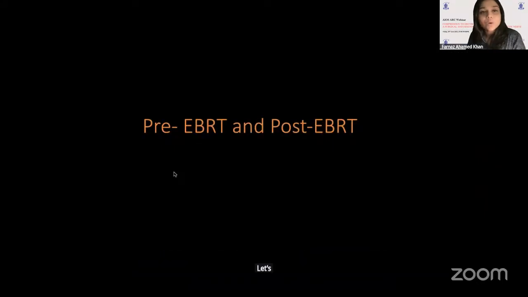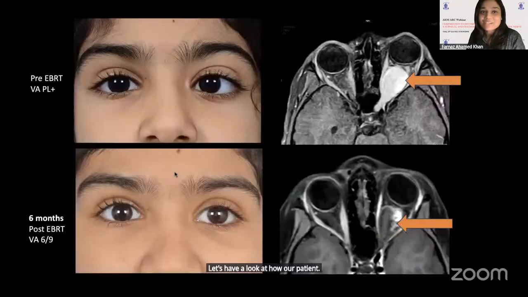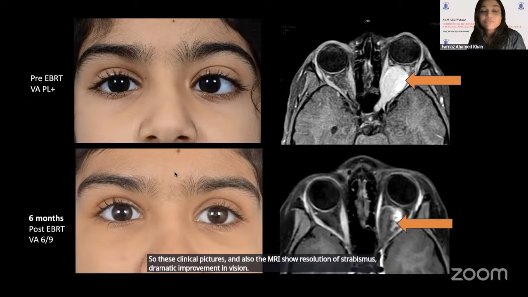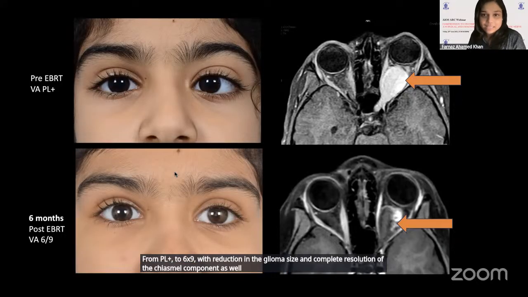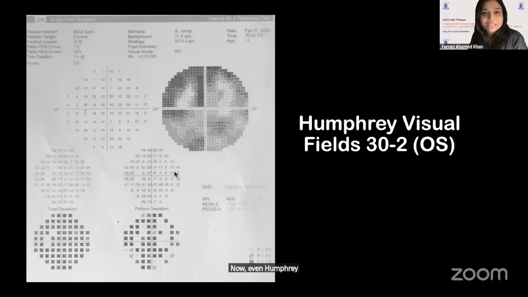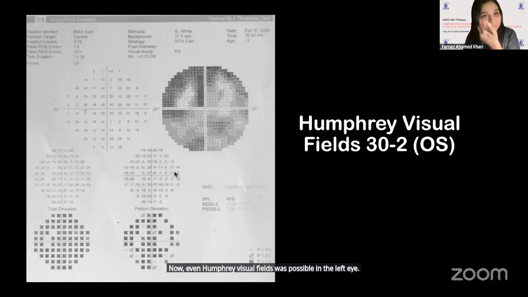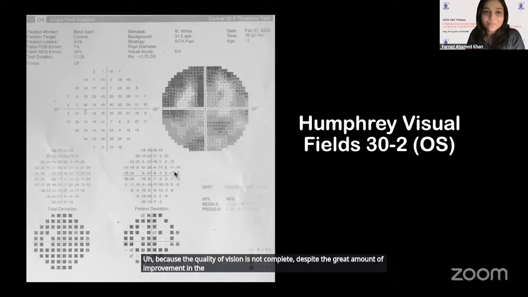Let's have a look at how our patient had dramatic improvement post EBRT at 6 months. These clinical pictures and also the MRI show resolution of strabismus, dramatic improvement in vision from PL plus to 6/9, with reduction in the glioma size and complete resolution of the chiasmal component, as depicted here in the FAT-SAT sequences. Even Humphrey visual fields was possible in the left eye, though the visual fields are bizarre because the quality of vision is not complete despite the great amount of improvement in the visual acuity.